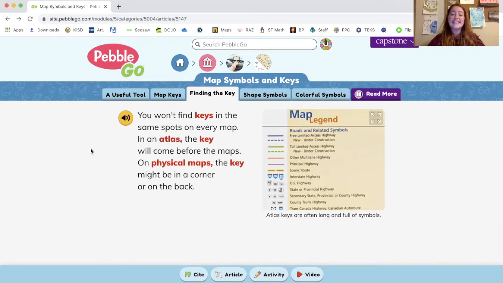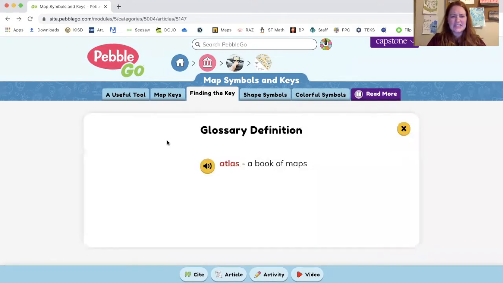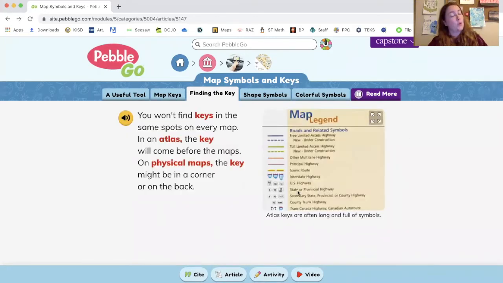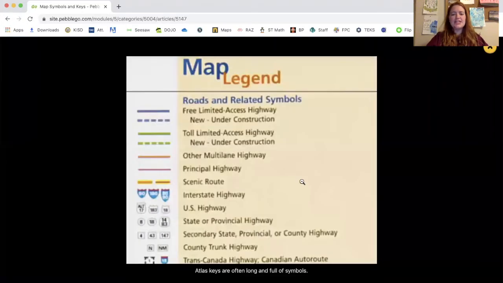You won't find keys in the same spots on every map. In an atlas, I don't know that word. In an atlas, oh, a book of maps. Wow, that's really cool. So in an atlas or a book of maps, the key will come before the maps. On physical maps, that's a map that I'm actually holding, the key might be in the corner or on the back. Here's an example. And they called it a map legend. Remember, a key or a legend will both show the symbols on a map.